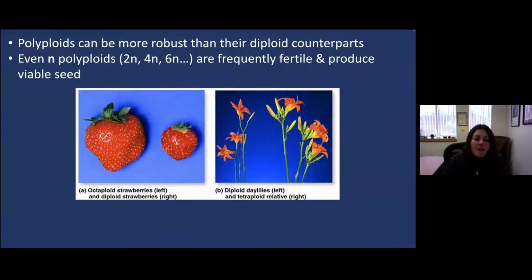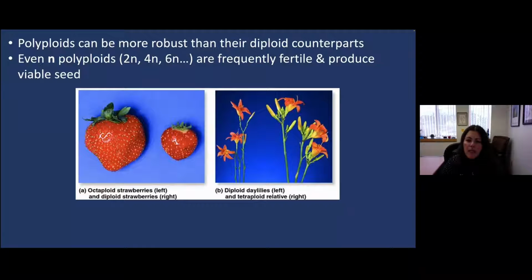Frequently, but not always, polyploids are more robust than their diploid counterparts. In strawberries, frequently the octoploids, like you see here, have bigger fruits than the diploids. Daylilies are a good example too. My background is in ornamental plants. Tetraploid daylilies have bigger flowers, bigger buds, and thicker stems than diploids.